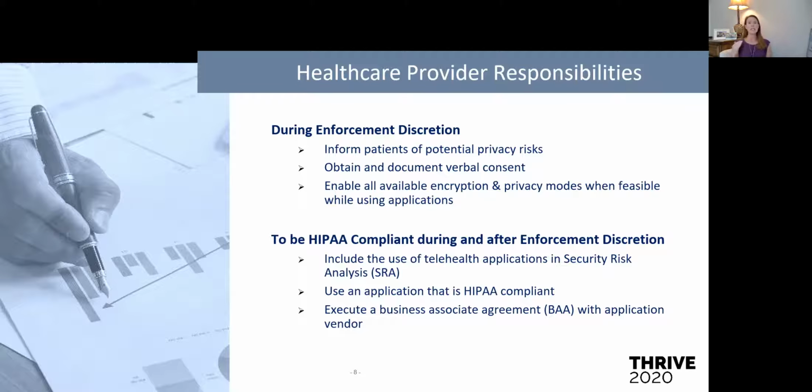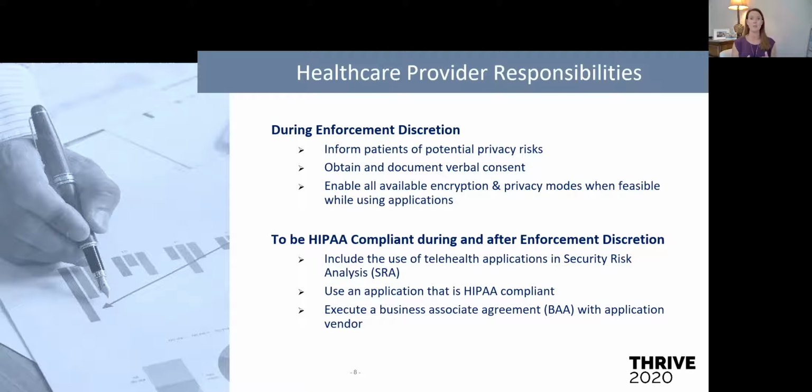Then, if you can, use a HIPAA compliant vendor. There are many out there, and I'm going to share what was included in the OCR's guidance in just a couple of minutes, but why wouldn't you? If you can use a HIPAA compliant vendor, go ahead and do that. Because in addition to using a vendor that says that they are following HIPAA rules, what that's also going to do is give you the ability to execute that business associate agreement.